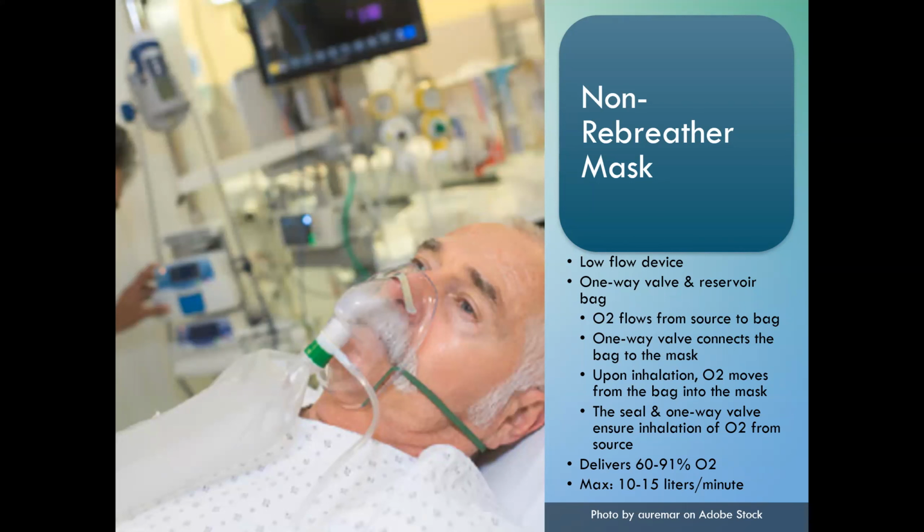The one-way valve connects the bag to the mask. So when the person breathes in, the oxygen moves from the bag into the mask. That seal around the face and the one-way valve make sure that the person is only inhaling oxygen that's coming from the source. Okay, so they're not taking in just room air. The non-rebreather can deliver 60 to 91% oxygen, and it goes at a rate of up to 10 to 15 liters per minute.